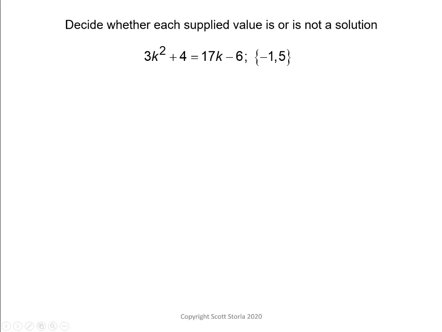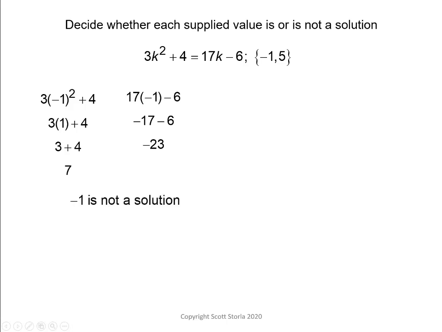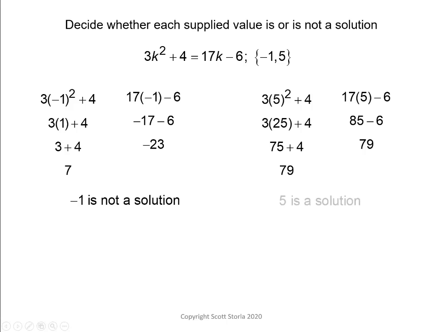How about in this case? Please notice you have a variable on both sides of this equation. After substituting -1 and simplifying, I don't get two values that are the same. So -1 isn't a solution. Now, substituting 5 for k, I find both of these do become 79, so 5 is a solution.